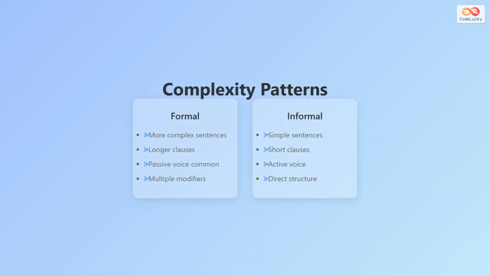Formal writing typically uses more complex sentences with longer clauses. Passive voice is common in formal English. There are also multiple modifiers that add detail to nouns and verbs. Informal writing prefers simple sentences with short clauses. Active voice is used more frequently. The structure is direct and straightforward, making it easy to understand quickly.